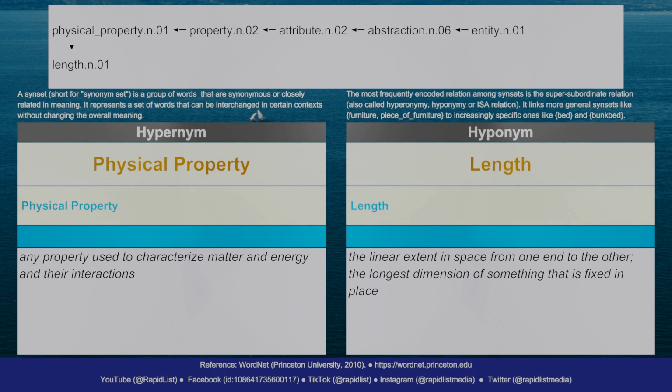Length. The linear extent in space from one end to the other, the longest dimension of something that is fixed in place. The length of the table was 5 feet.